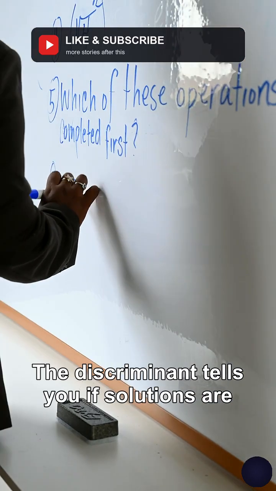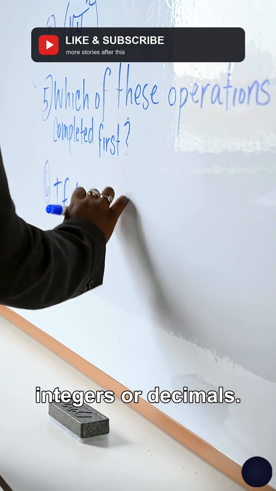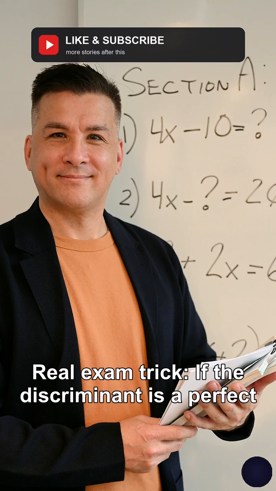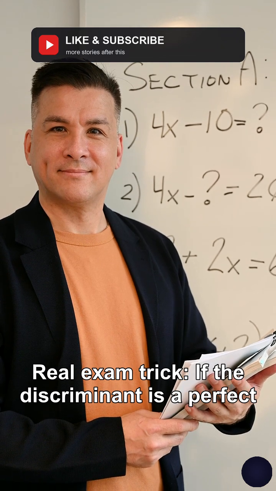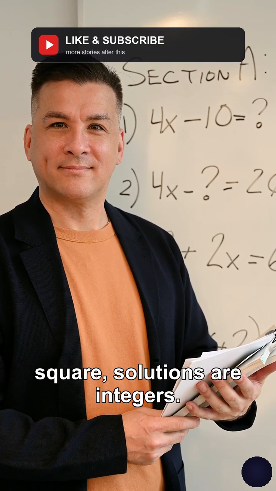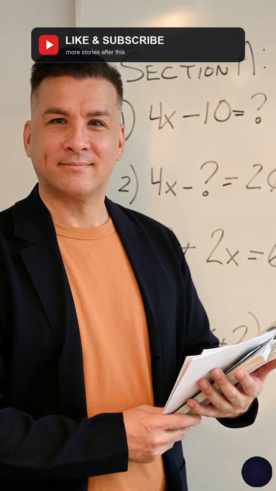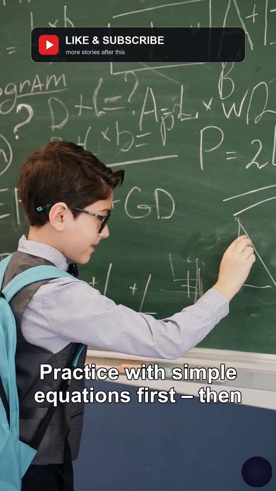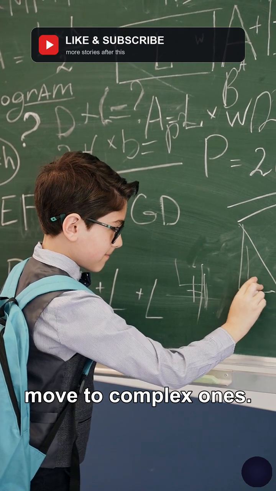The discriminant tells you if solutions are integers or decimals. Real exam trick: if the discriminant is a perfect square, solutions are integers. Practice with simple equations first, then move to complex ones.